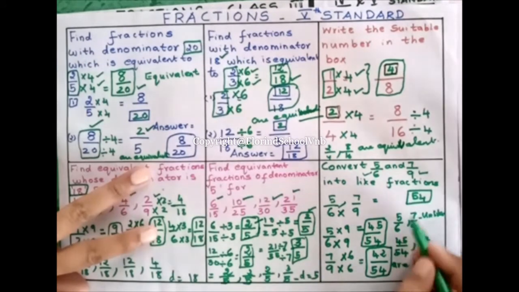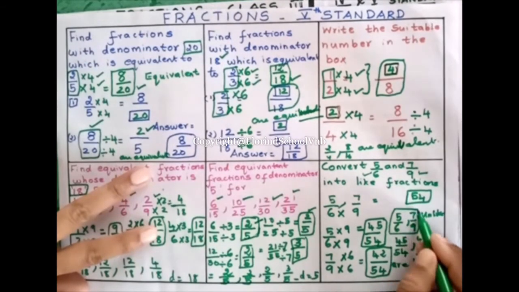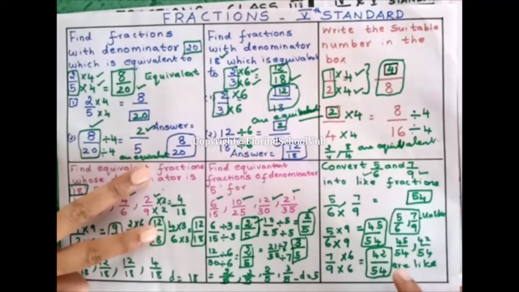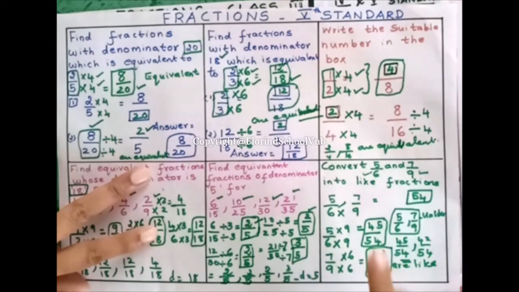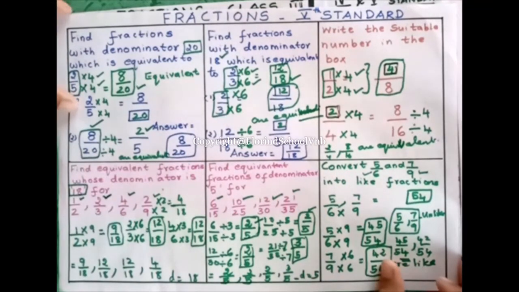So now 5 by 6 and 7 by 9 are unlike, but when you have multiplied the denominators and then made them into equivalent fractions, you have got like fractions whose denominator is the same. So that is converting unlike fractions into like fractions.